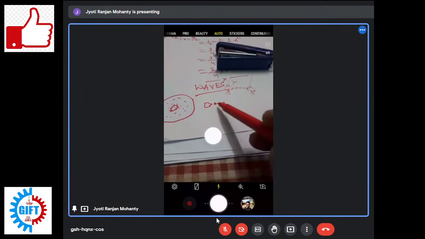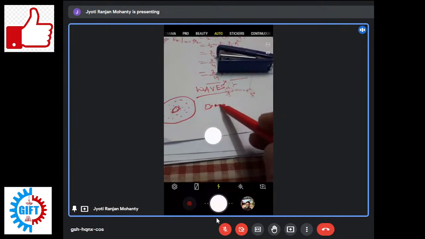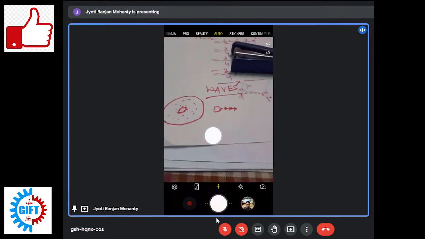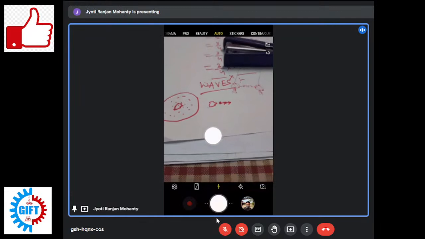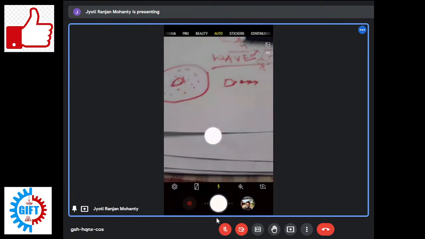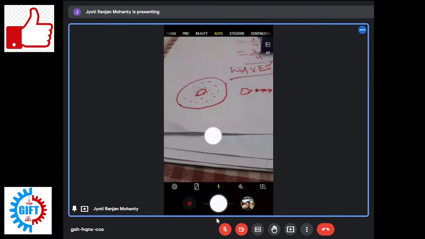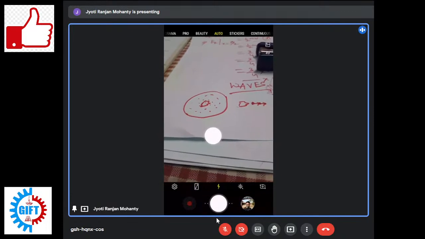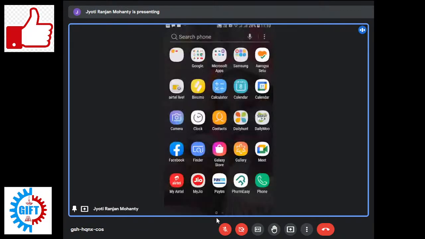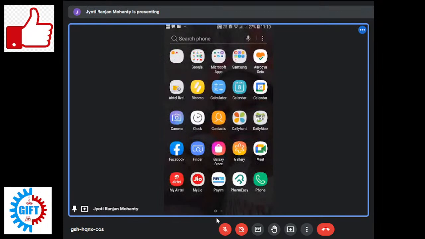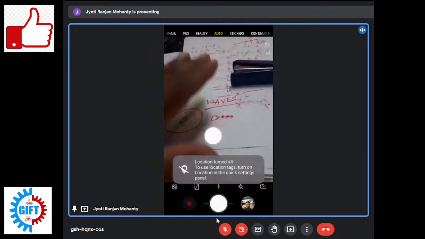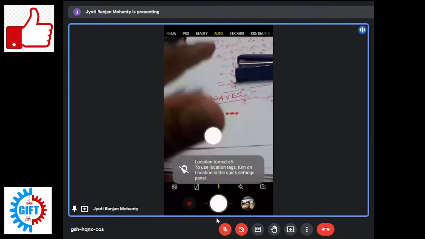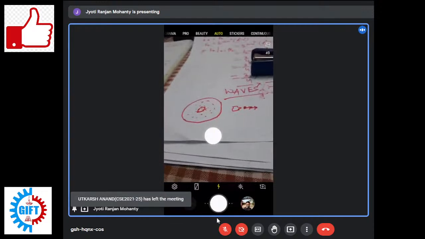No. That disturbance will be spread into the entire pond. Okay, understood? Similarly, if a piece of paper or straw is placed on the water surface, the paper or the straw will not travel, but the paper will move up and down, indicating that the water particles are also moving up and down.